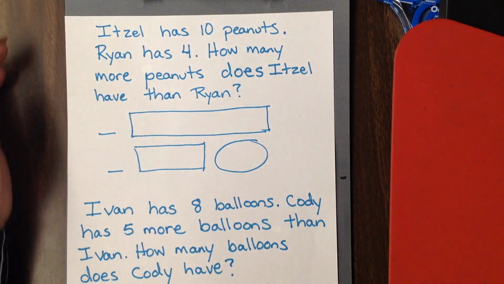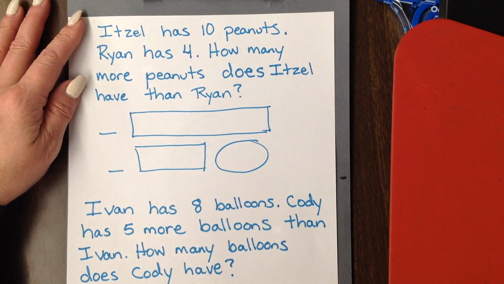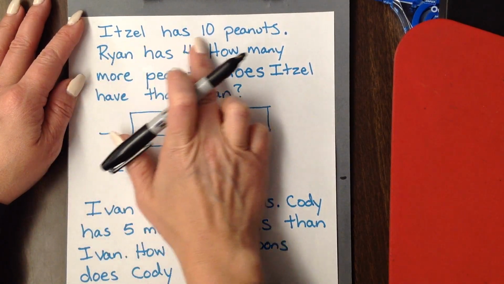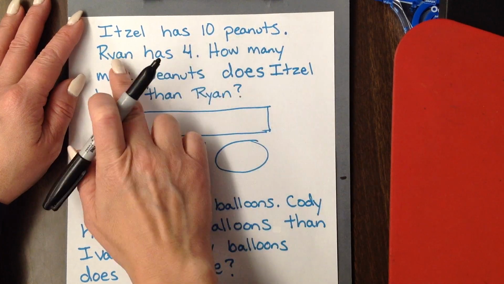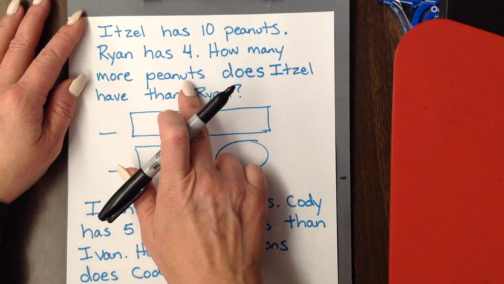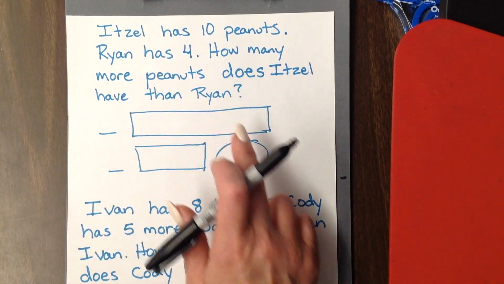All right, we're going to do a little bit more practice with compare bars. I've got a few word problems here we're going to work out together. All right, let's read this together. Itzel has 10 peanuts. Ryan has 4. How many more peanuts does Itzel have than Ryan?